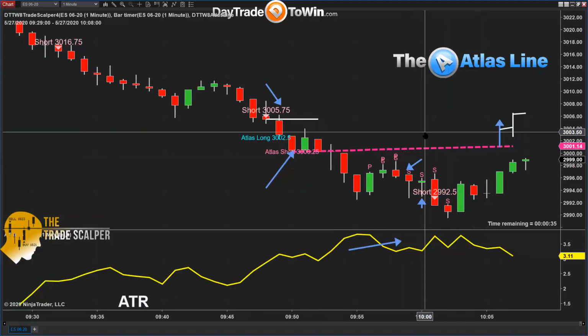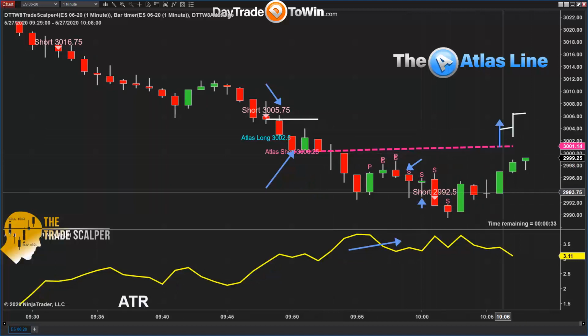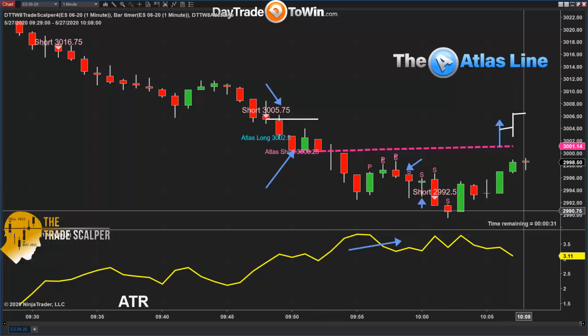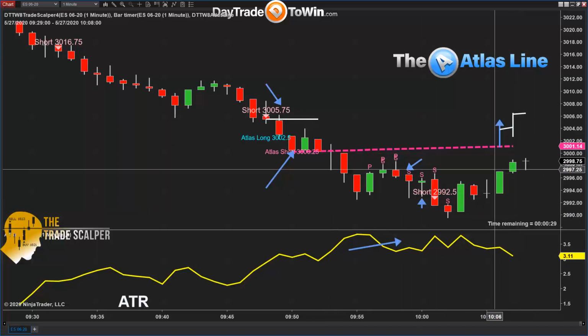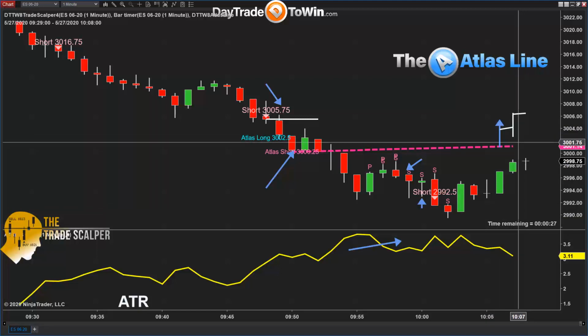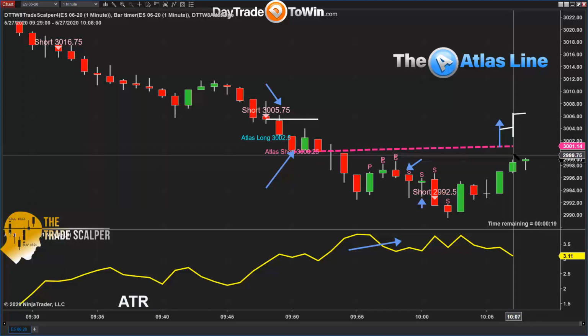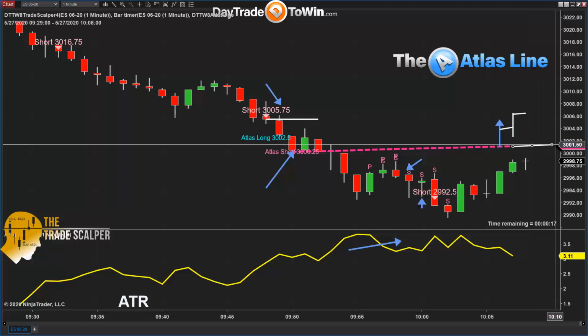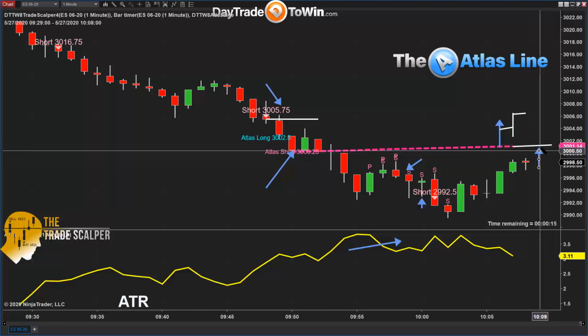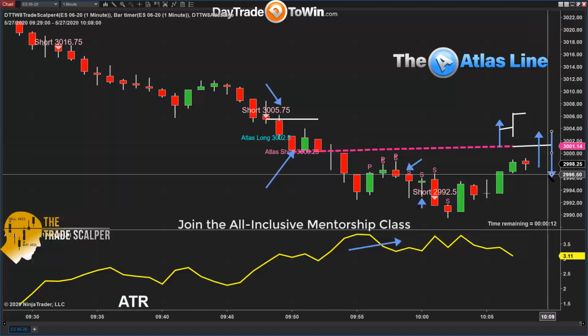Before I decide to go long, because this could just be a big pullback, I would rather see two consecutive candles closing above the Atlas line, and then it becomes more of a stable long opportunity. This is the Atlas line right here. I'm just going to extend it out. We could actually see the market hit the Atlas line and bounce off of it.